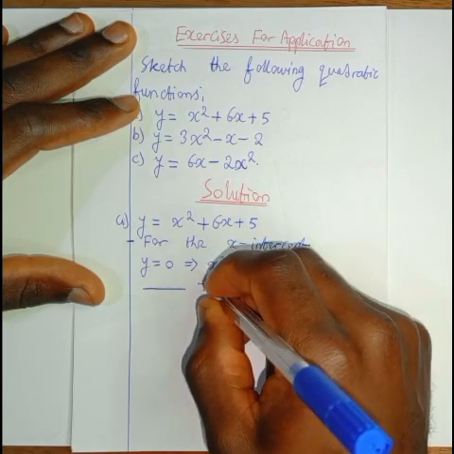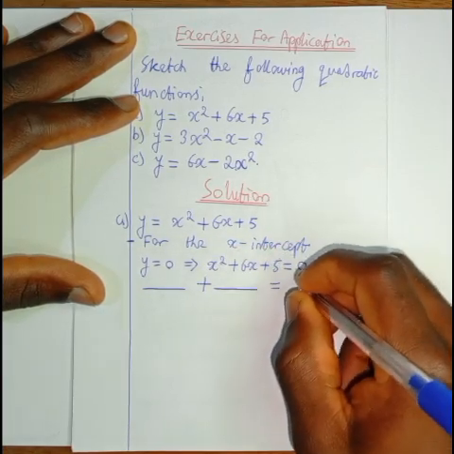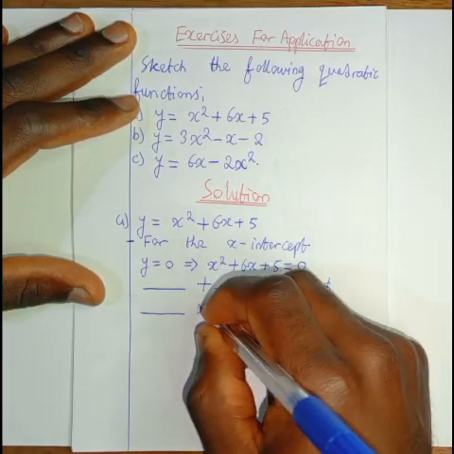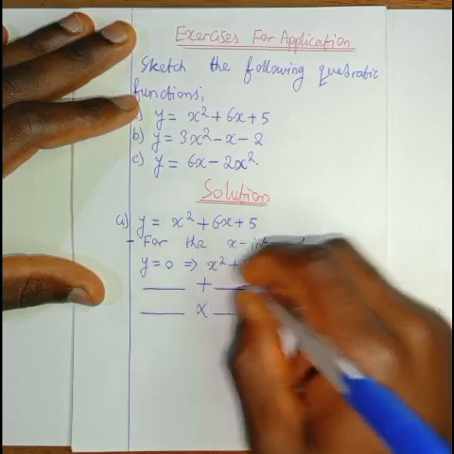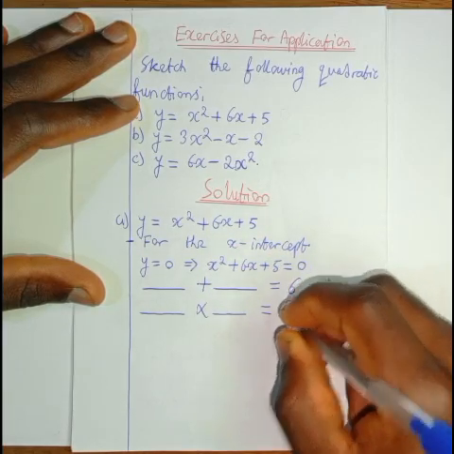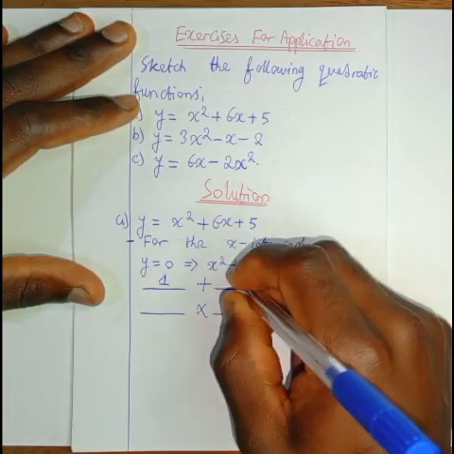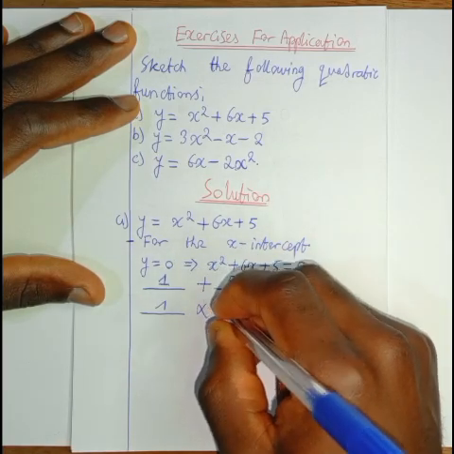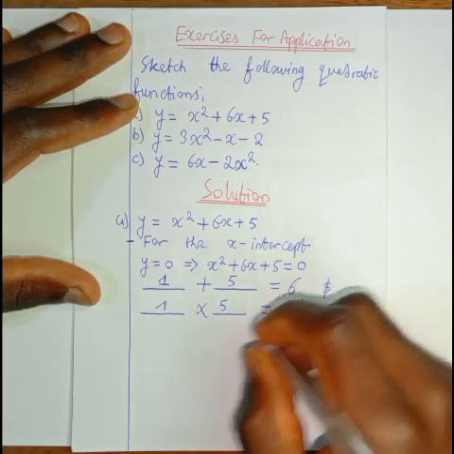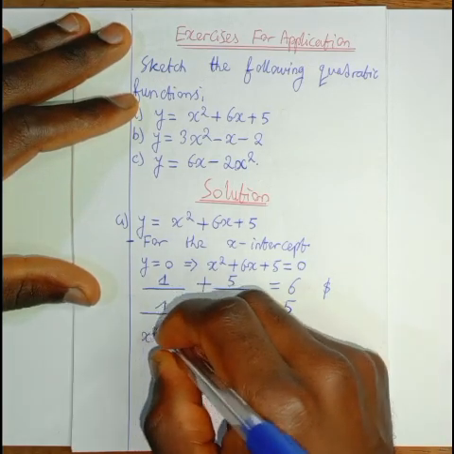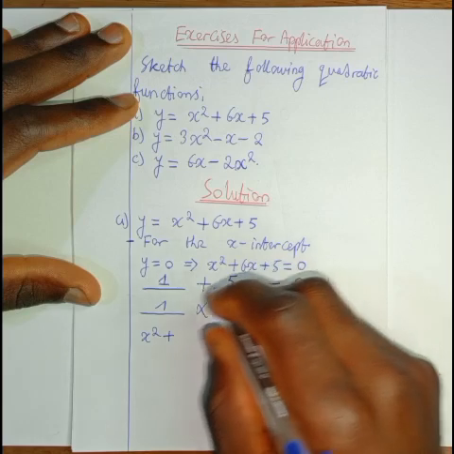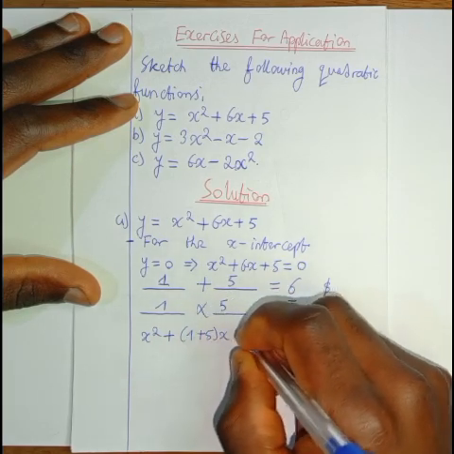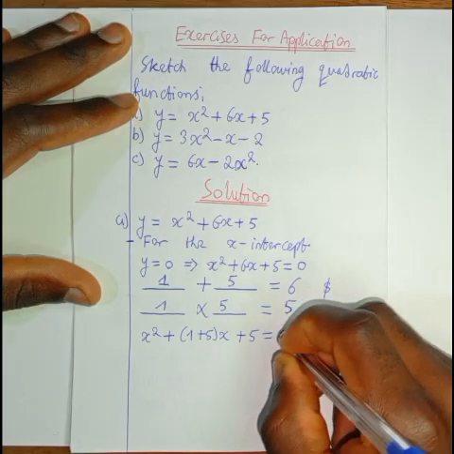We need two numbers such that when we add them, we obtain 6, and when we multiply the same two numbers, our answer will be 1 times 5, which is 5. You see that the two numbers must be 1 and 5. 1 plus 5 gives 6. 1 times 5 gives 5. This will give us x squared plus, we are going to replace 6 here with 1 plus 5, 1 plus 5 times x plus 5 is equal to 0.